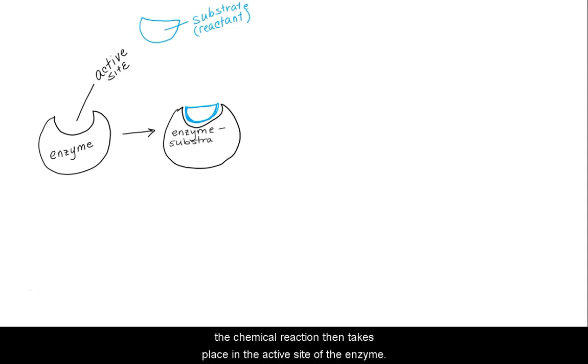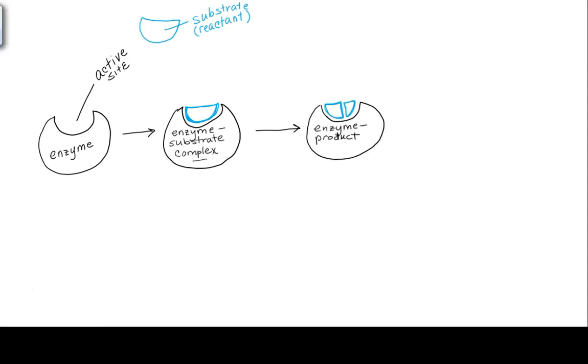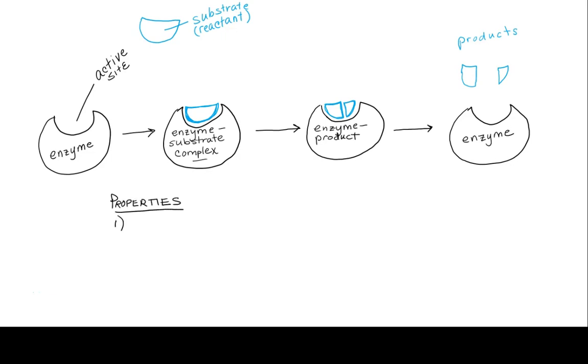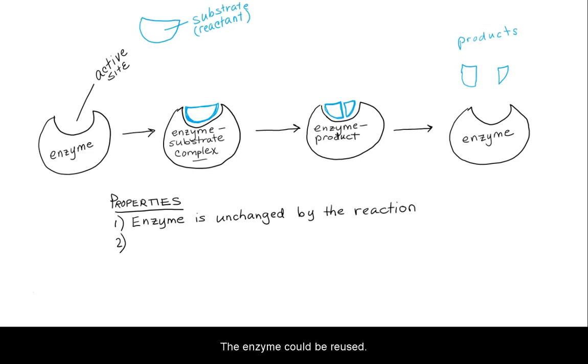And the chemical reaction then takes place in the active site of the enzyme. And then an enzyme product is formed. And then the two products, water and oxygen, are released from the enzyme. For any enzymatic reaction to occur, three properties always apply. One, the enzyme is unchanged by the reaction. Number two, the enzyme can be reused and can catalyze another reaction.